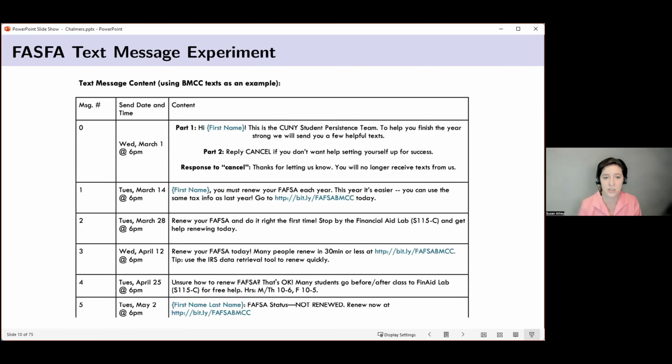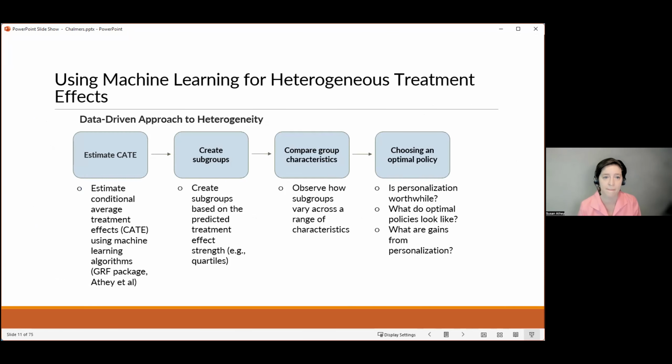This is what the text messages look like. You got this series of text messages that reminded you and gave you the links to go and fill out the forms. So in this case, what we want to do next is to figure out, well, are there some people for whom this works better than others?